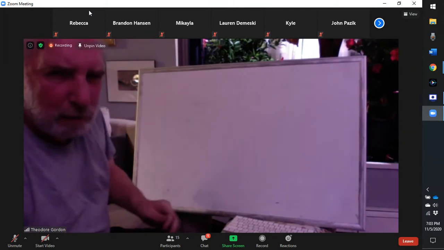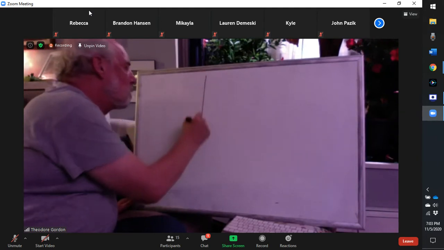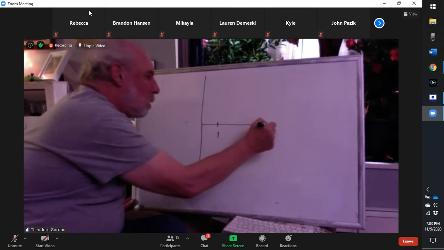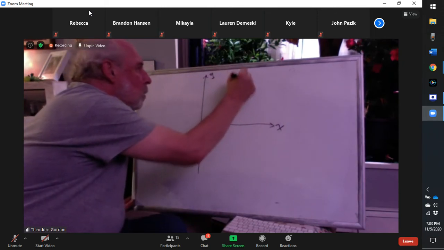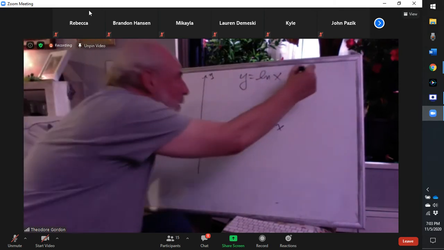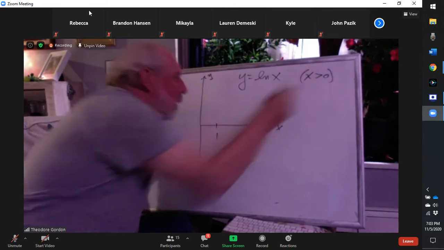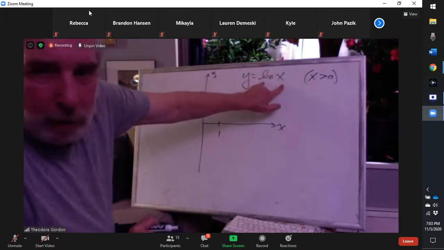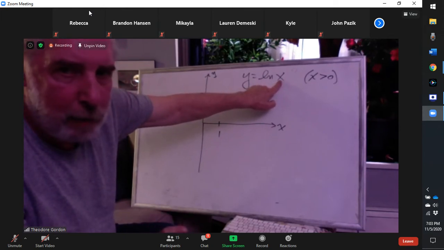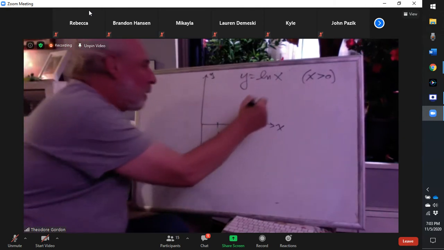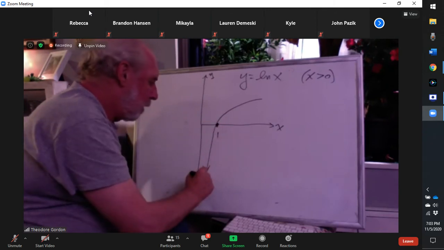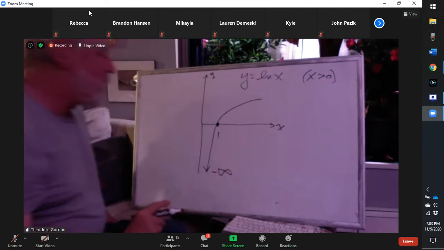They come up a lot, even if you don't think they do. So y equals the ln of x. Well, first of all, x has to be bigger than 0. This is called the argument of the ln. This has to be a positive number. Can't be 0, can't be negative, doesn't exist. So the ln function looks like this. And it just keeps going down here to negative infinity.